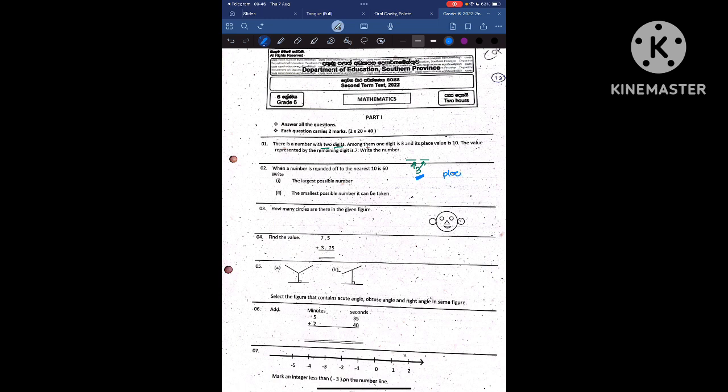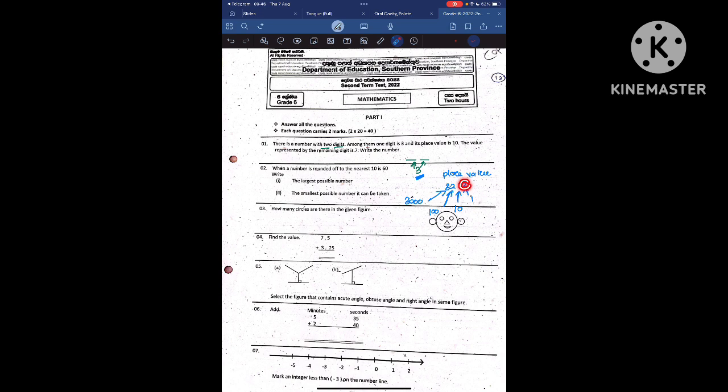When we talk about the place value, let's say 3212. The 2's place value is 1. This 1's place value is 10. This one's place value is 100. This one's place value is 3000. Place value basically means the value that belongs to each place.